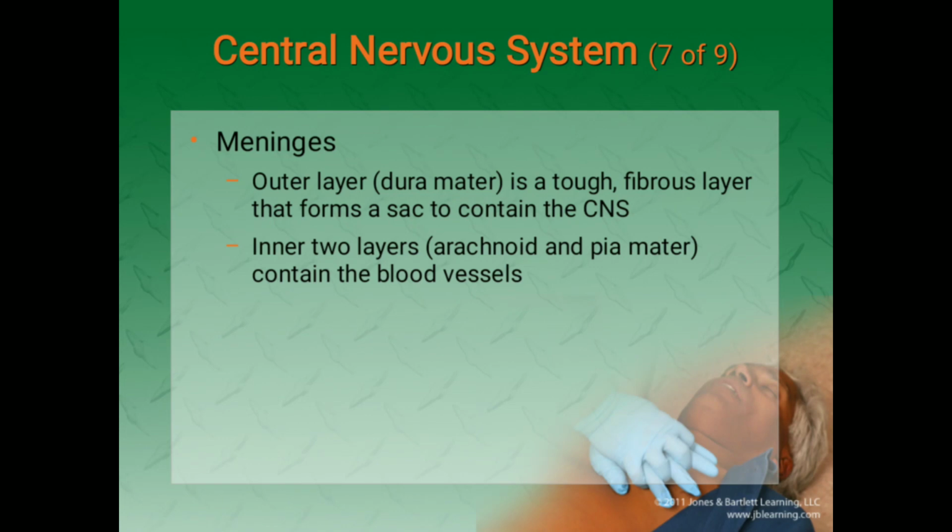Meninges. The outer layer, also known as dura mater, is a tough fibrous layer that forms a sac to contain the central nervous system. The inner two layers, also known as arachnoid and pia mater, contain the blood vessels.